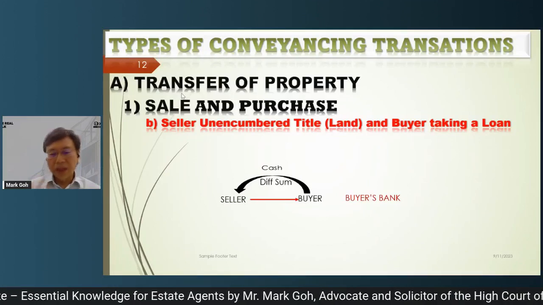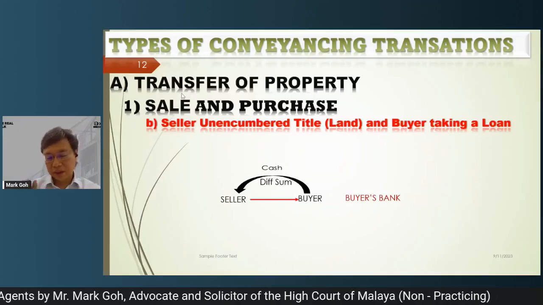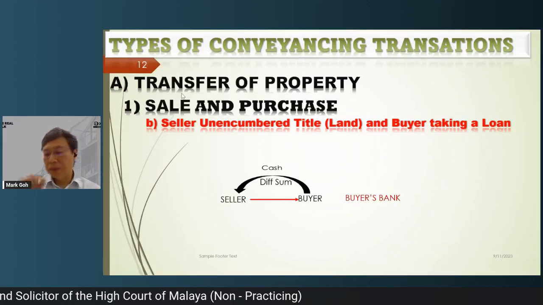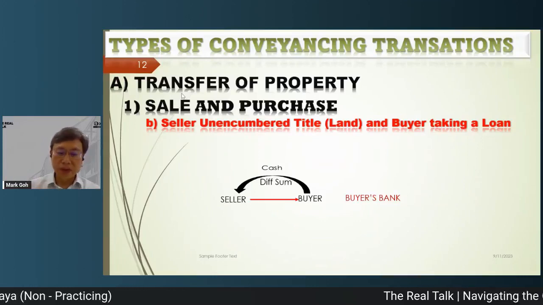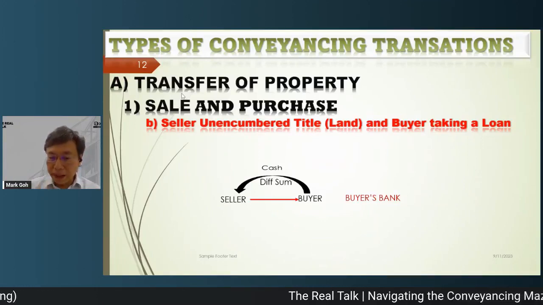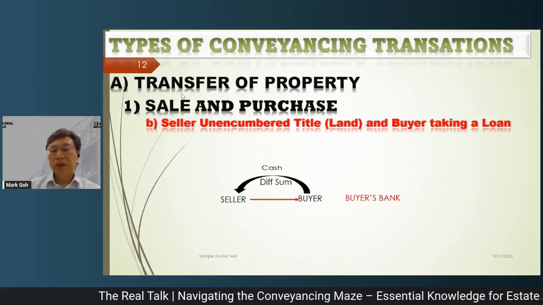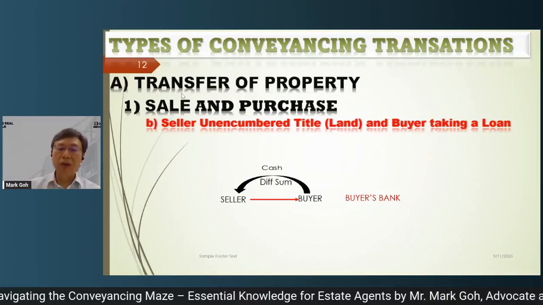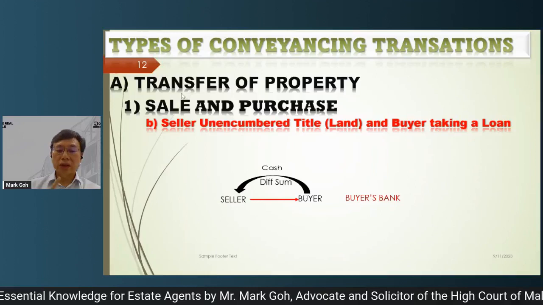Buyer applies for a loan. The bank will only approve 80% of the loan sum. Okay, 80% of the loan sum. So the bank will only release 80,000 to the seller, which means the buyer has to pay the 20,000 himself. He has to come up with the 20,000 to pay the seller. That is called the differential sum.